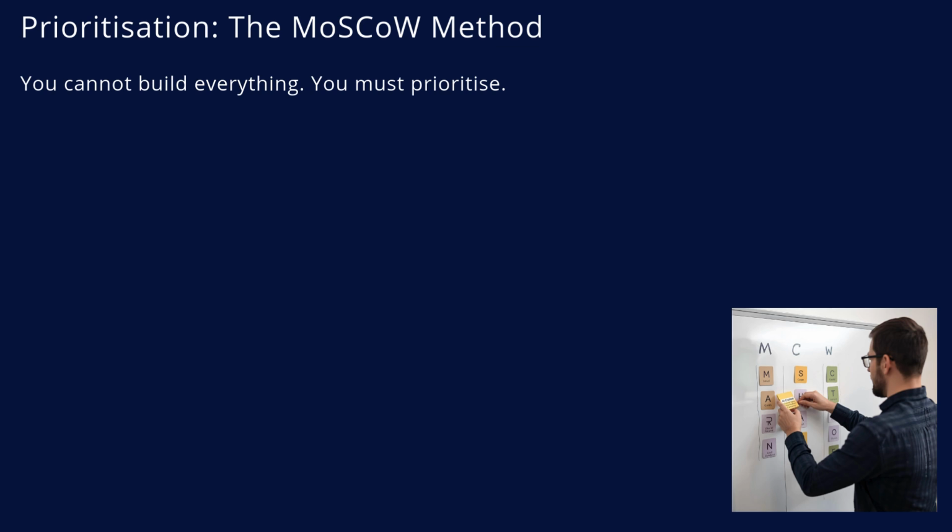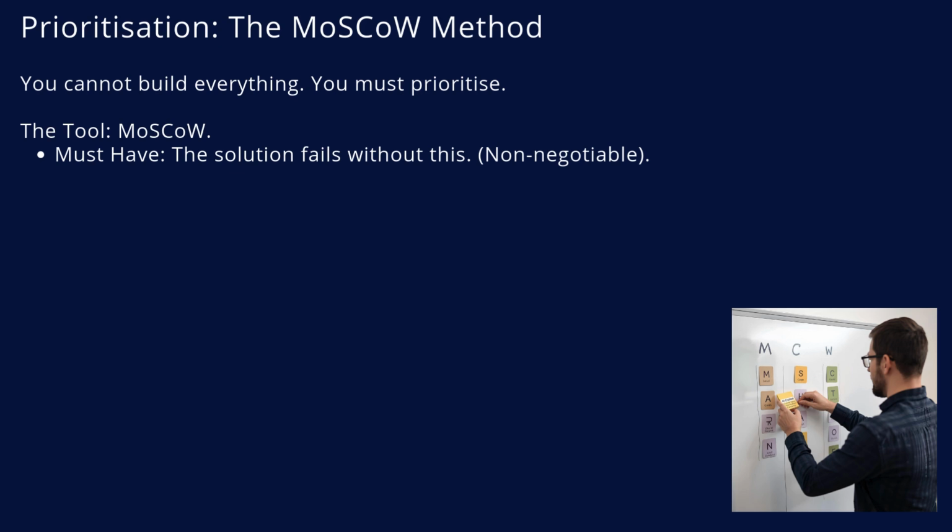Here is a hard truth about projects: you never have enough budget to build everything. Therefore, part of S3 is prioritizing the specification. The standard industry tool for this is the MoSCoW method. It's an acronym. M stands for must have. These are non-negotiable. If this is missing, the solution is illegal or useless.